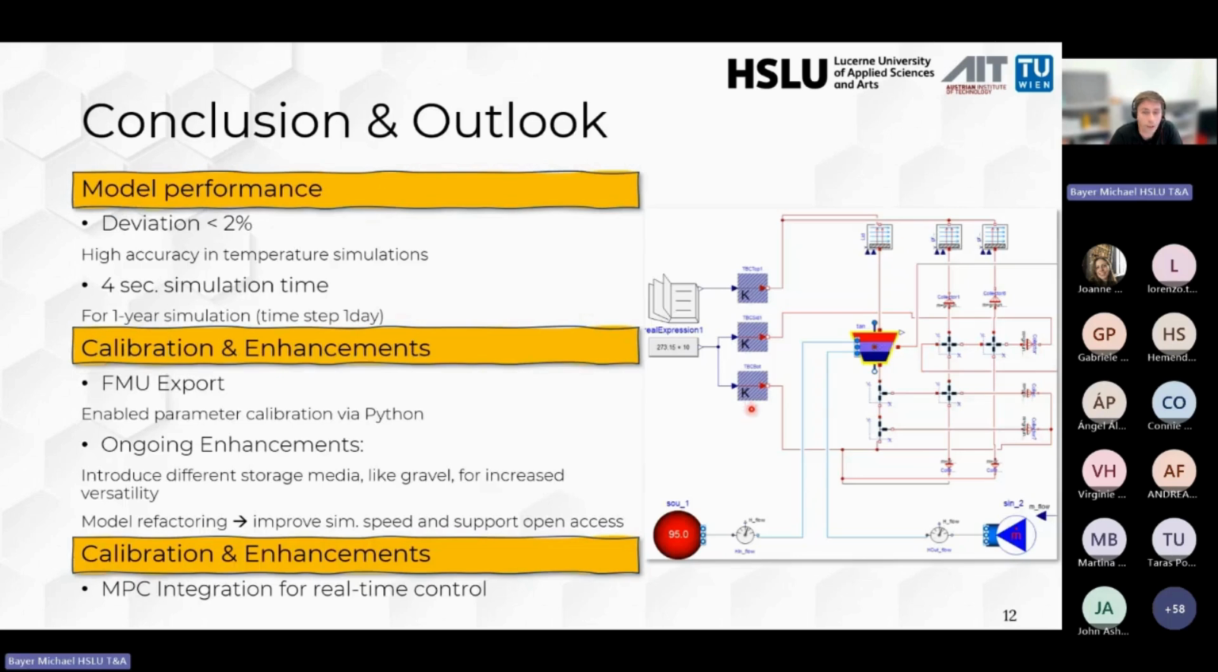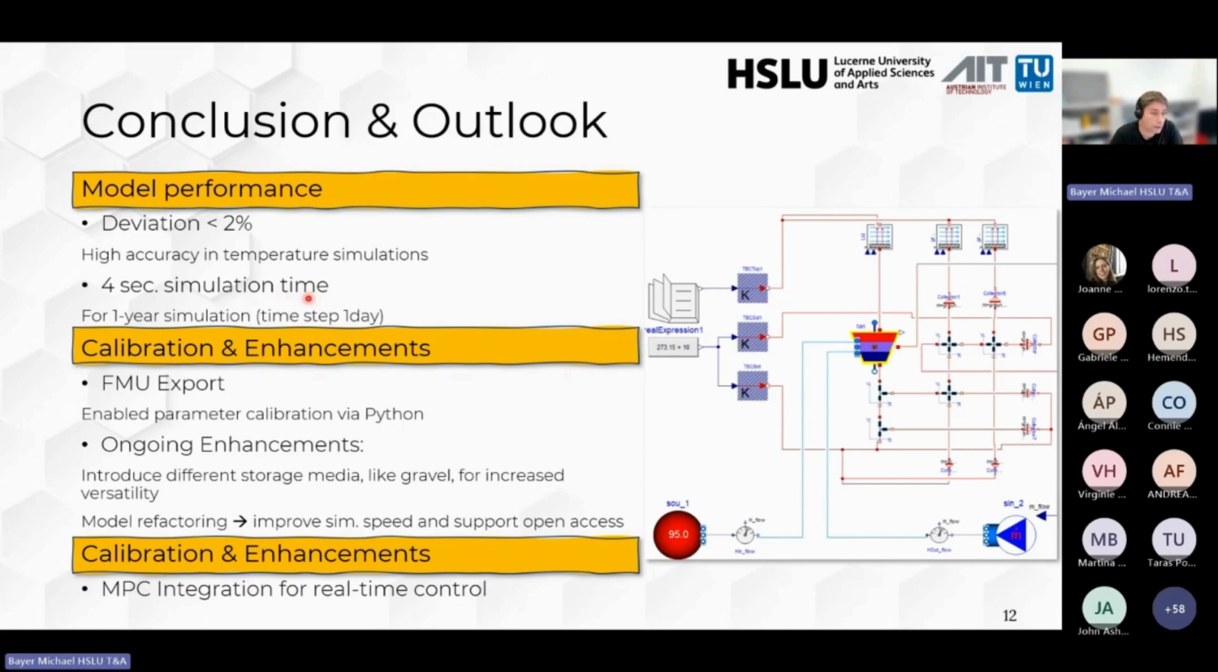Which already brings me to the conclusion. The reduced order model has demonstrated strong performance, achieving deviations of less than 2% in temperature simulation. During the calibration against the COMSOL simulation, the model was highly efficient, and we were able to complete a full year simulation in roughly 4 seconds. If we simulate something like Dronninglund, which is highly complex, then it increases. But for the annual simulation of Dronninglund, we still manage with roughly 1 minute of simulation time.